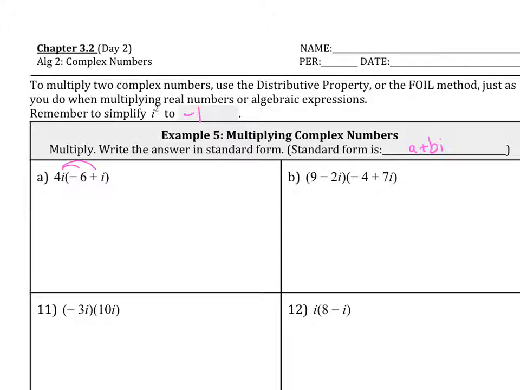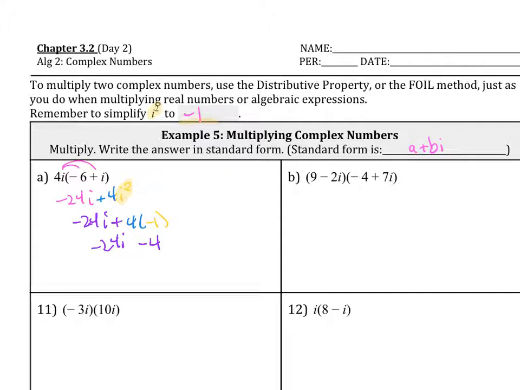4 times -6 is -24, and there's the i. Then we have 4i times i, so it's a positive 4i squared. So the i squared is the one that we have to simplify. Remember that i squared equals -1. So let's change that. We have -24i plus the 4, and then the i squared changes to a -1. So 4 times -1 is a -4.